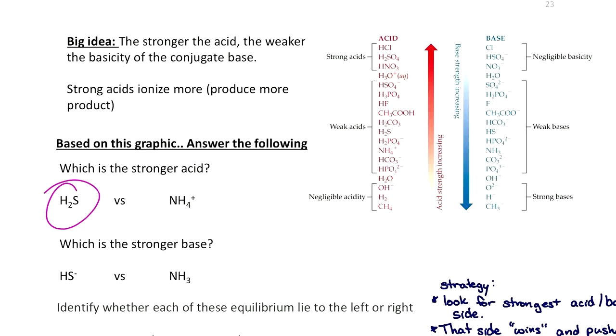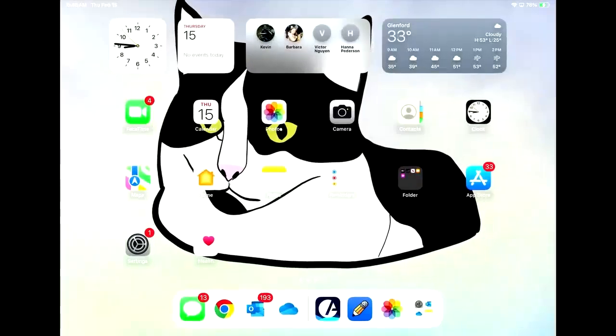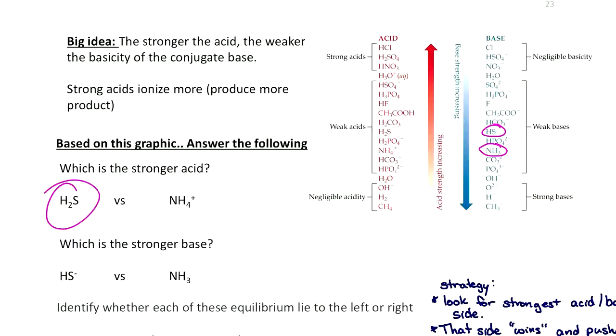Which one is the stronger base? Let's locate it: there's H2S, and then ammonia is right there. Which one's the stronger base? Ammonia would be the stronger base. Perfect. So that's how to read the table.